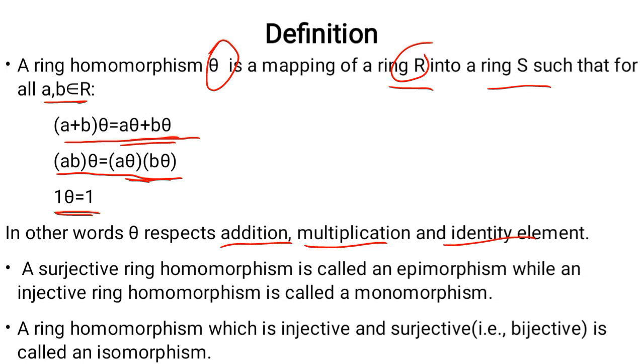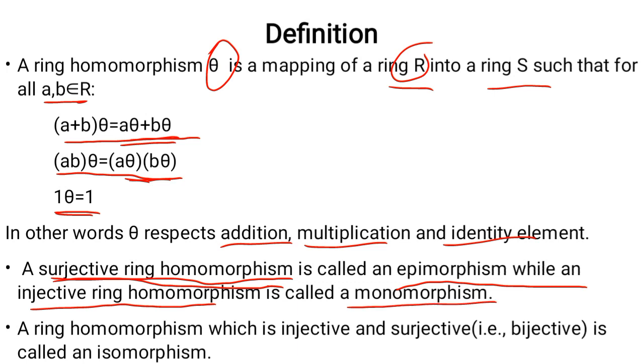The next definition you need to know is what we call a surjective ring homomorphism. I believe you know what a surjective homomorphism is. Another name for it is an epimorphism, right? Same also for rings. So a surjective ring homomorphism is called an epimorphism, while an injective ring homomorphism is called a monomorphism. Very similar to working with groups. Now, a ring homomorphism which is both injective and surjective is called an isomorphism. Meaning it is bijective, then it becomes an isomorphism.